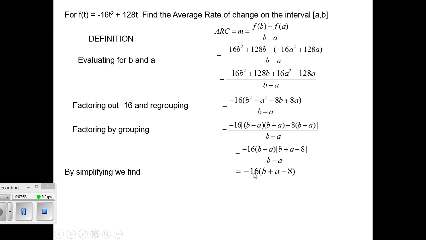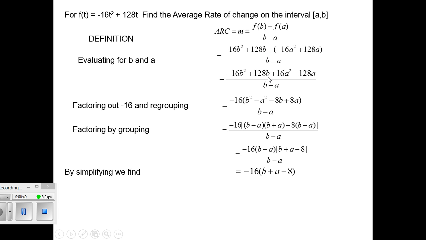So this is the average rate of change on the interval a to b for this function f of t equaling negative 16t squared plus 128t, okay? That is the expression. Go through. You have to be very careful every step along the way. Write down the general form, okay? Evaluate the function with b, with a. The difference, I intentionally wrap the whole f of a term in brackets because I don't want to ignore the impact of that sign preceding it, okay?